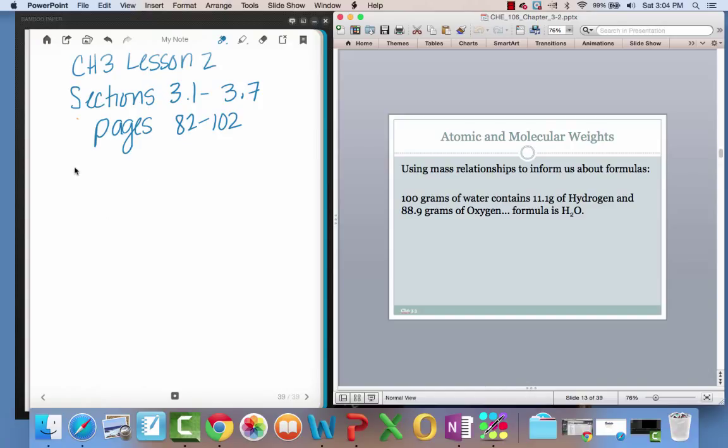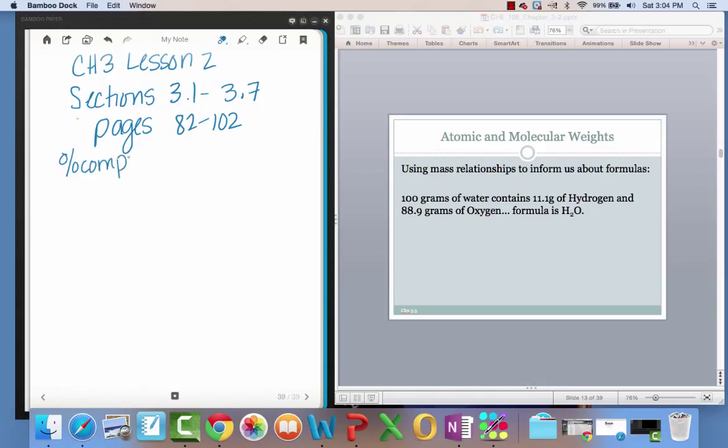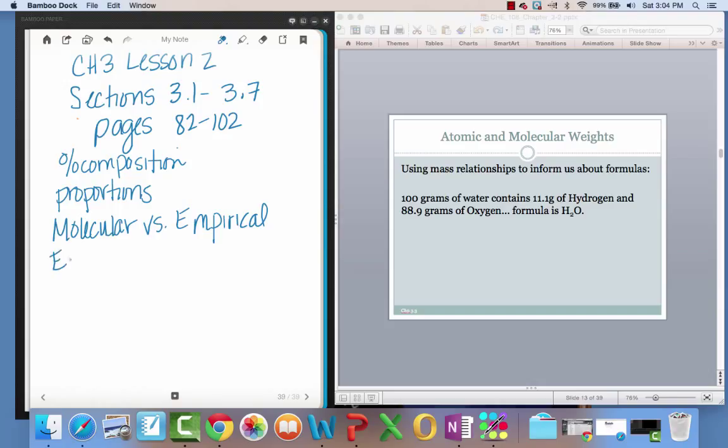So we're going to be using mass relationships to inform us about formulas. So things that might include are percent composition, proportions, the relationship between molecular versus empirical formulas, and equalities, and we're going to talk about the molar equalities specifically.